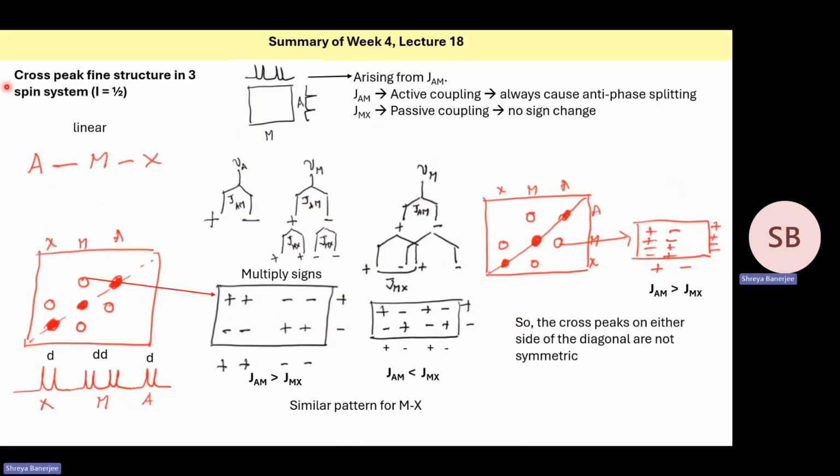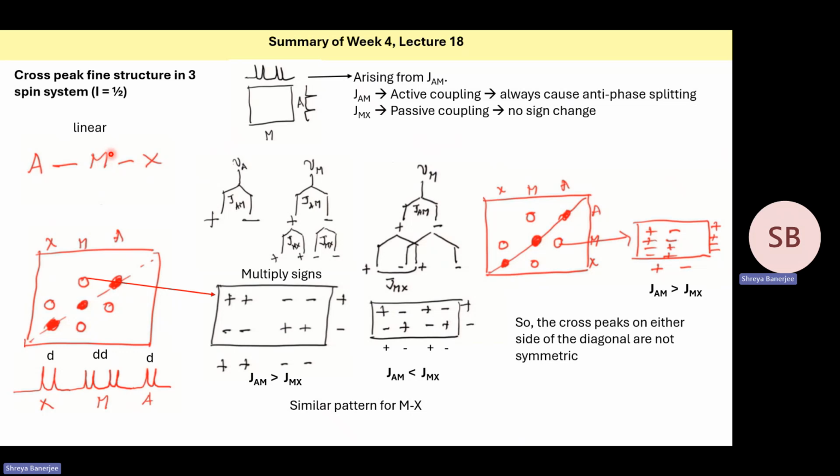We will now talk about the cross-peak fine structure in a three-spin system. First, we will imagine a three-spin system that is linear, so A, M, X in a linear way. In this case, A will interact with M and it will split up into a doublet. You can see the doublet here. Again, X will interact with M, so X will also split up into a doublet shown here.